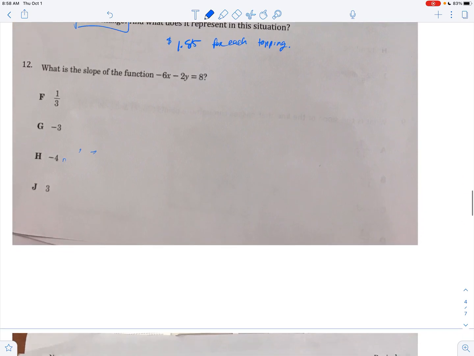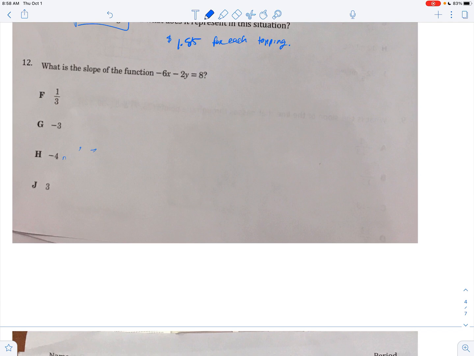All right, now number 12. What is the slope of the function negative 6x minus 2y equals 8? Well, this is standard form. And we're being asked for the slope. If we look in our notes at standard form, to determine slope in standard form, we take our negative a and divide by b. So remember, standard form is ax plus by equals c. So a in this situation is negative 6, b is negative 2, c is 8. So we take the negative of a, so that's positive 6, and divide it by negative 2, giving us a result of negative 3. So the slope of this equation is negative 3, which is G.